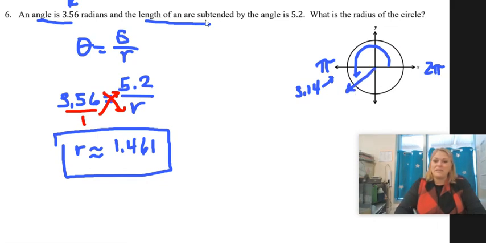That's my theta. Just so you know, the arc length is this. It's the length, or part of the circumference. This is what represents S, or that arc length.